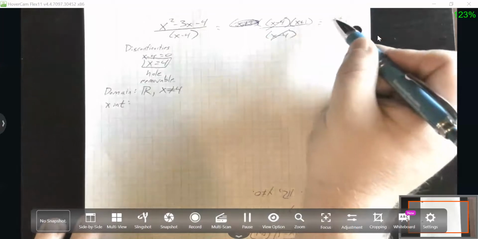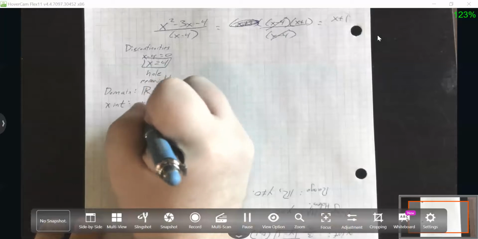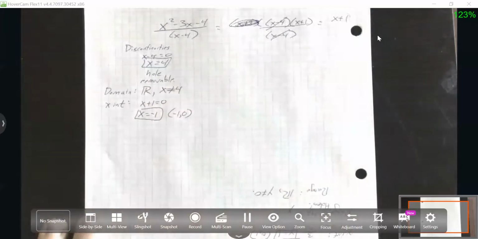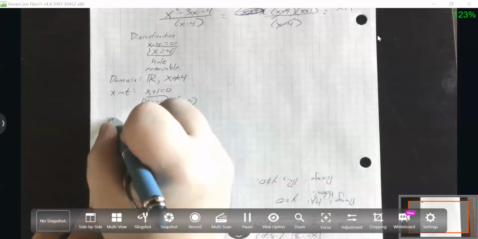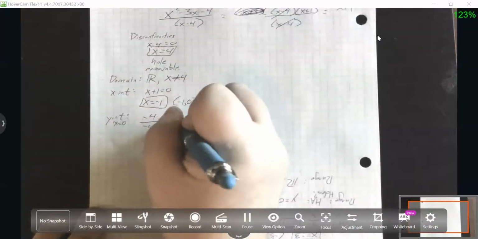For the x-intercept, I'm going to take the top of what's left, our simplified form, and set it equal to 0. So x plus 1 equals 0. We have one x-intercept at x equals -1. For the y-intercept, I plug in x equals 0 into the original function. So that gives me 0 minus 4 over 0 minus 4. And it looks like we have a y-intercept of 1 again.